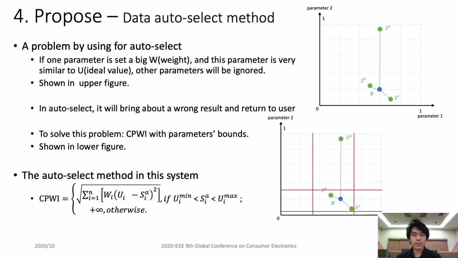If one parameter is set with a big weight, and this parameter is very similar to the ideal value, other parameters will be ignored. So in auto-select, it will bring about a wrong result and return it to the user. To solve this problem, we make CPWI with parameter bounds. Like the lower figure, the red line is the parameter bounds. Because SA is over the bound, it will not be a result and is not computed in CPWI.